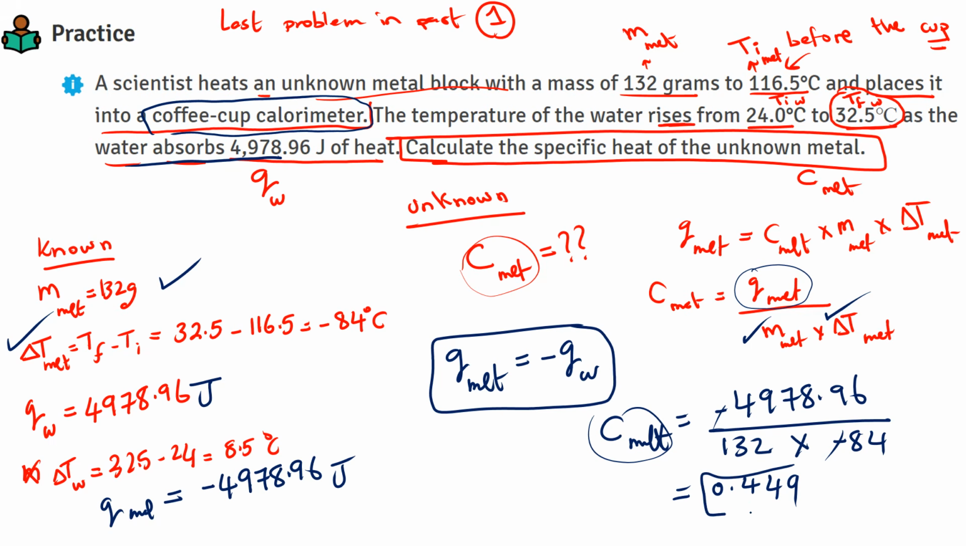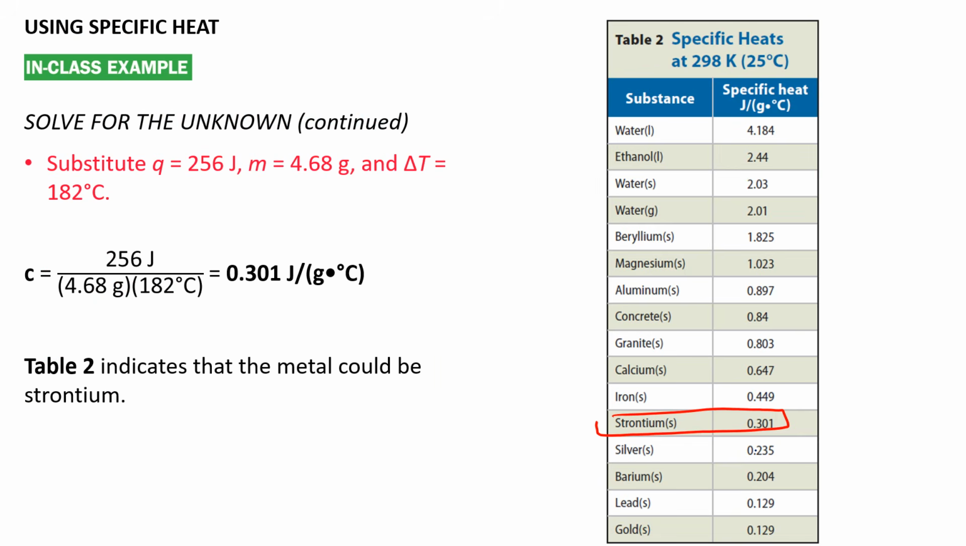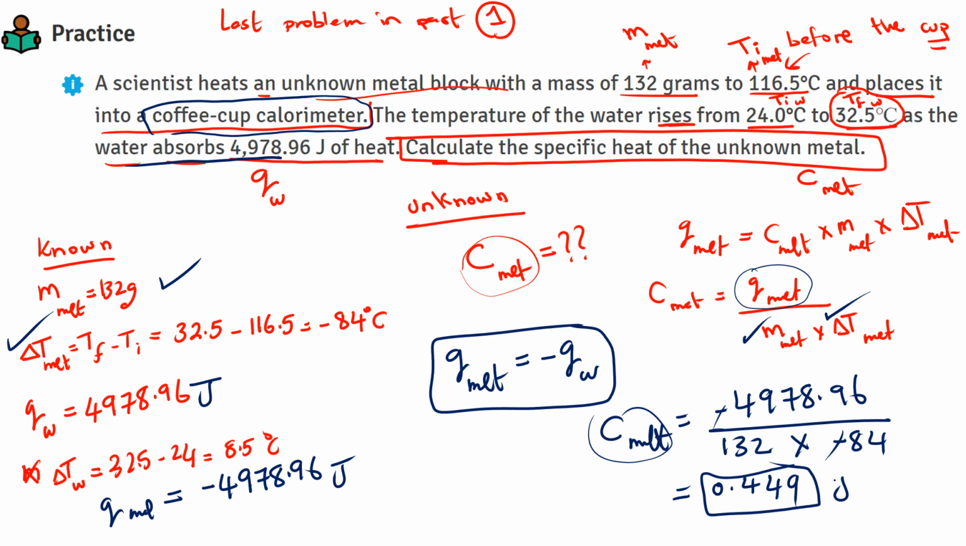0.449. Now let's go back to the table. Which one has a value of 0.449? That is iron. This is the unit of specific heat: joules over gram times Celsius. Why? Because the heat is in joules, the mass is in grams, and the delta T is in Celsius. All right, so this is how we do it. And that's the end of the first part.